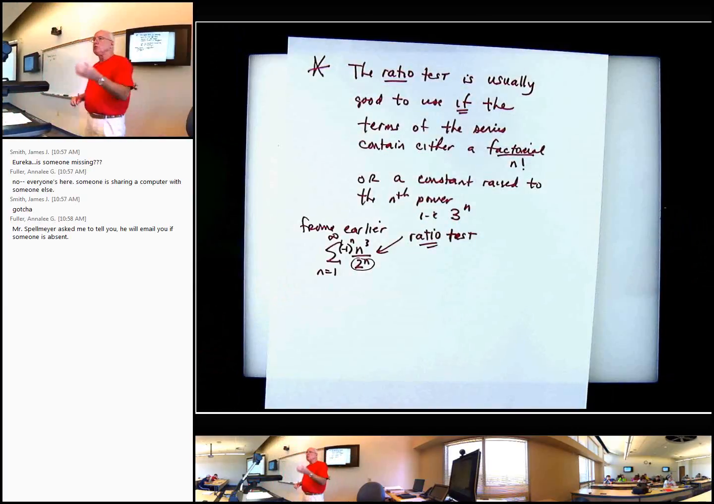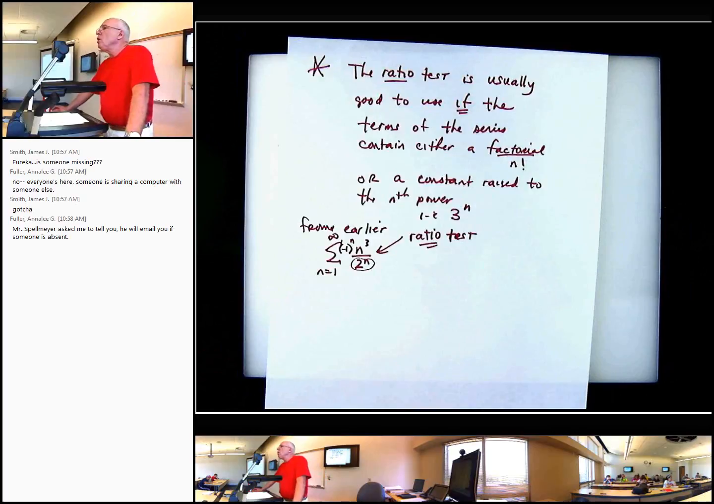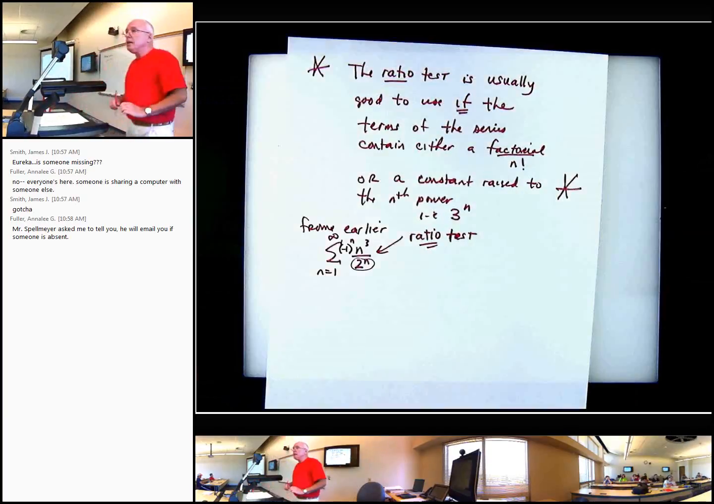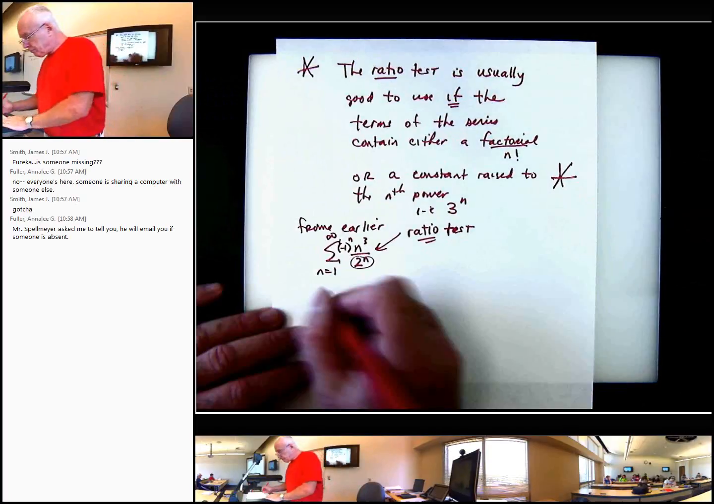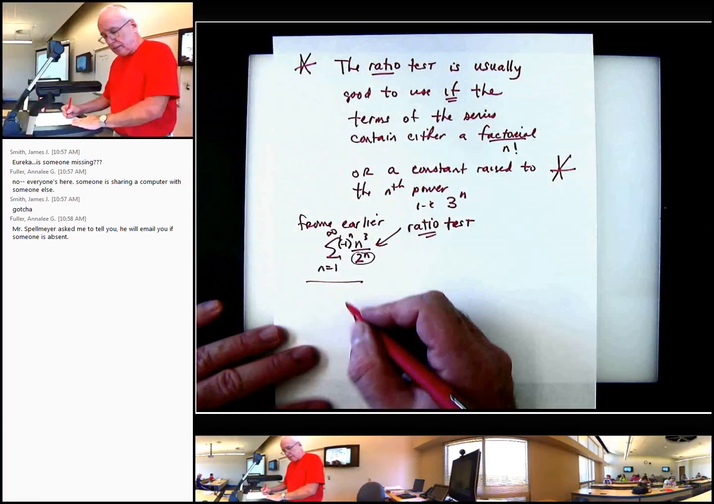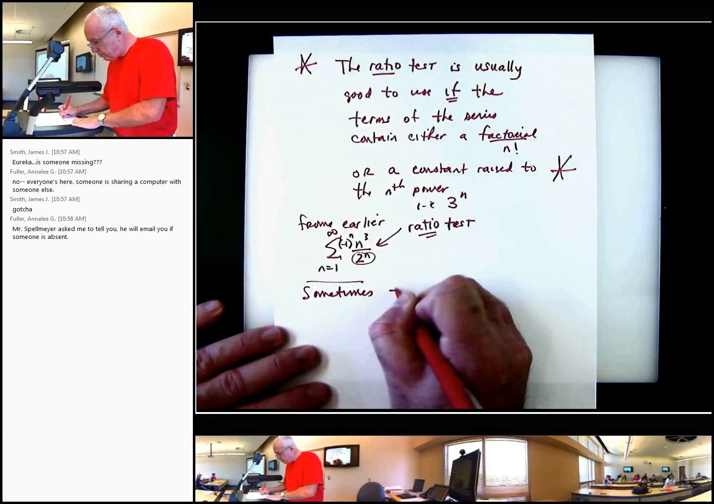So when you go through and do the homework for this coming week, and you see terms that have a factorial in them, or a constant raised to the nth power, if nothing else is coming to mind to work, you then want to think of using the ratio test. That can just give you a hint that this is something you want to use. And the last thing I just want to talk about today is that sometimes this ratio test doesn't work.